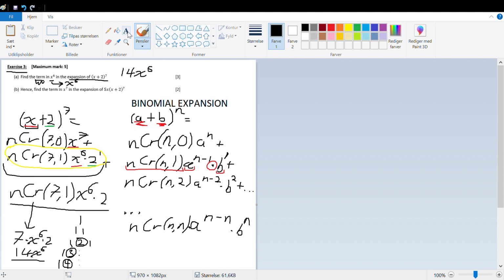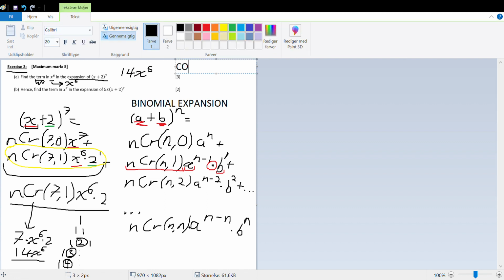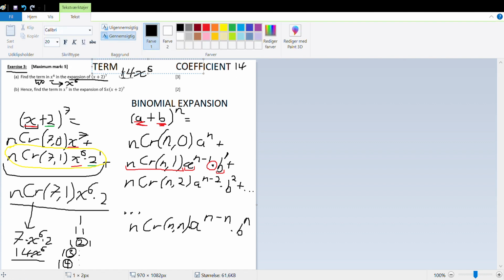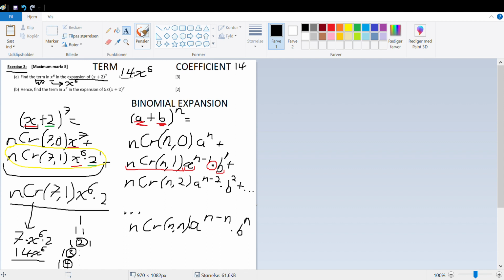If I had said coefficient, which I'll write over here, it would only be this part. Then I would only need to write down 14. But because I've said term, I need to include the x to the 6th. So this is for term, and this is for coefficient. Okay. So that's the first question done.